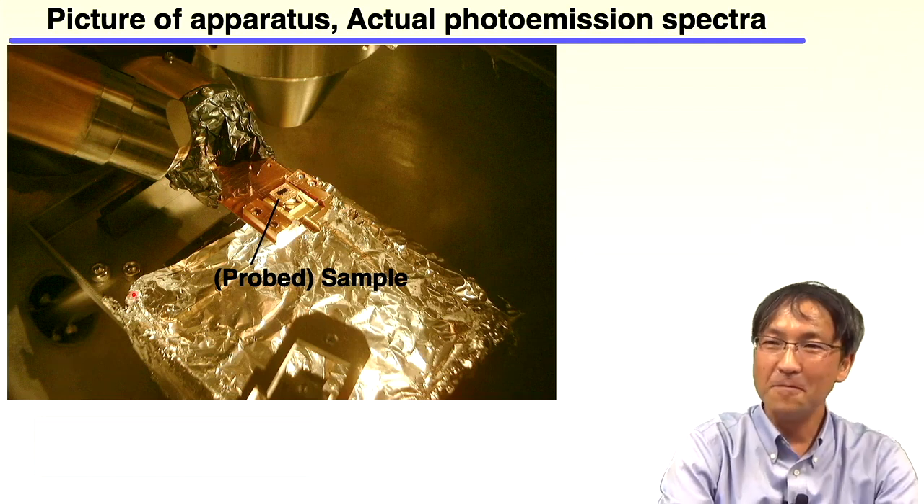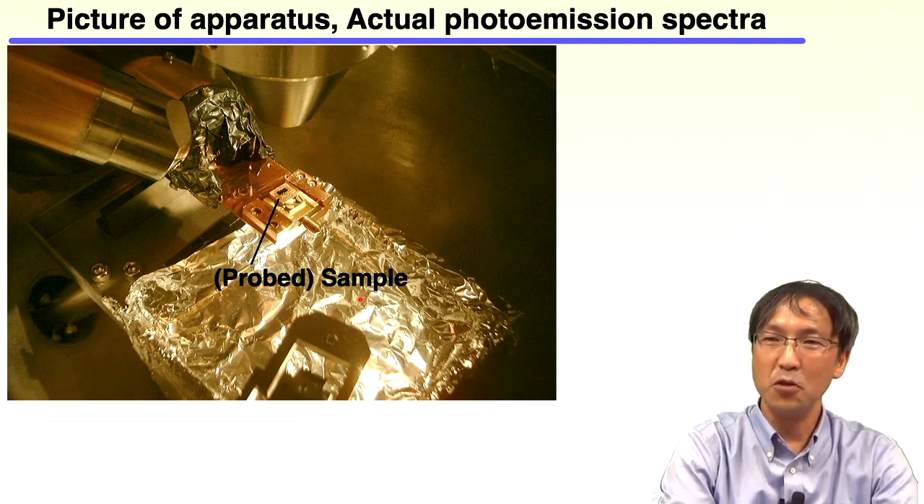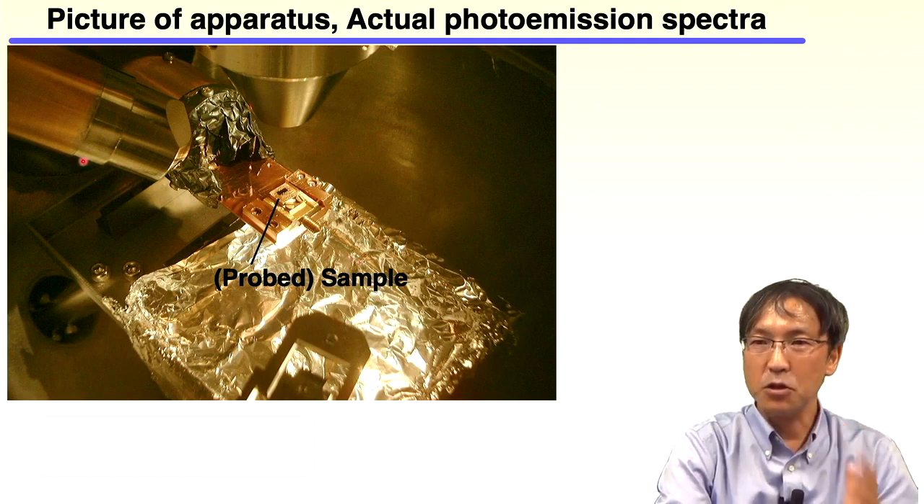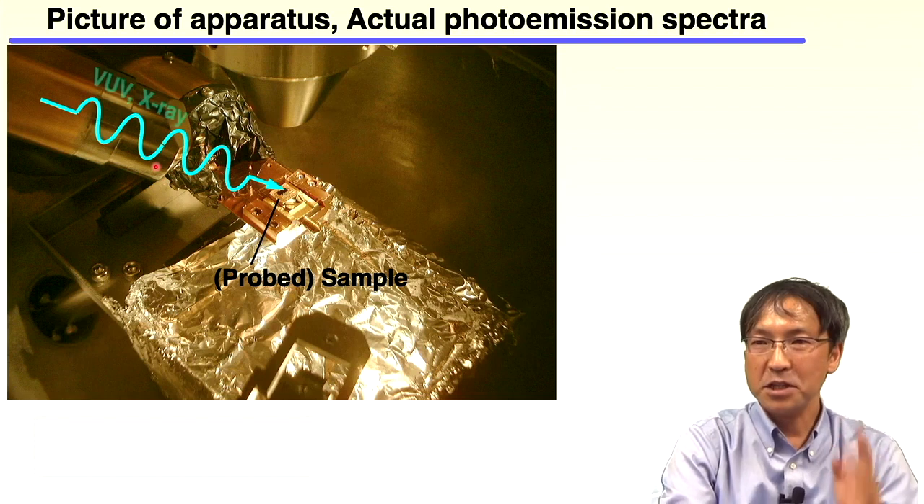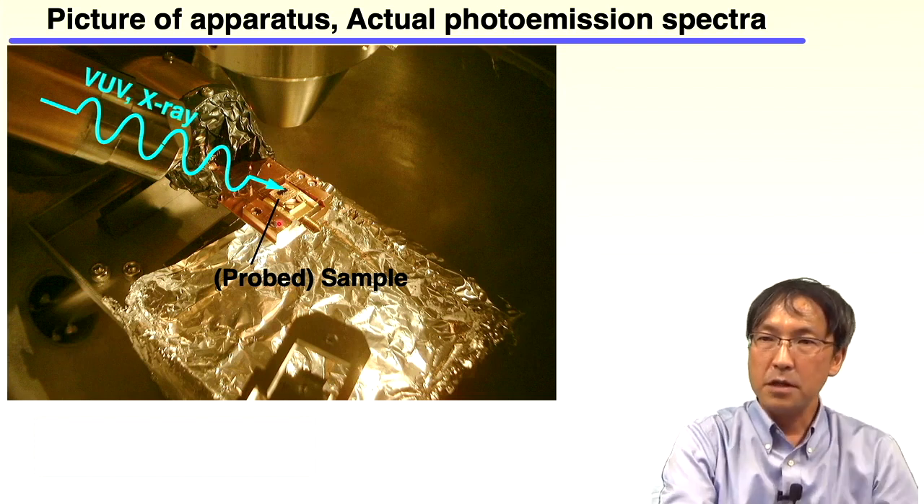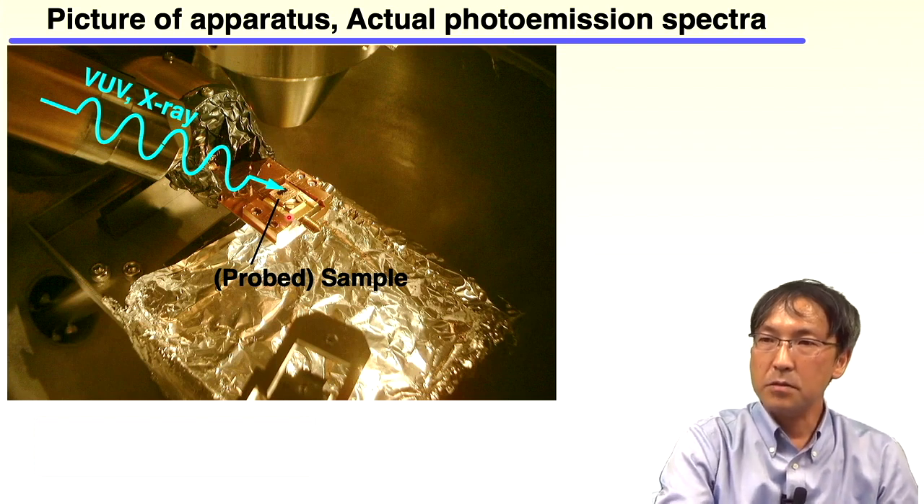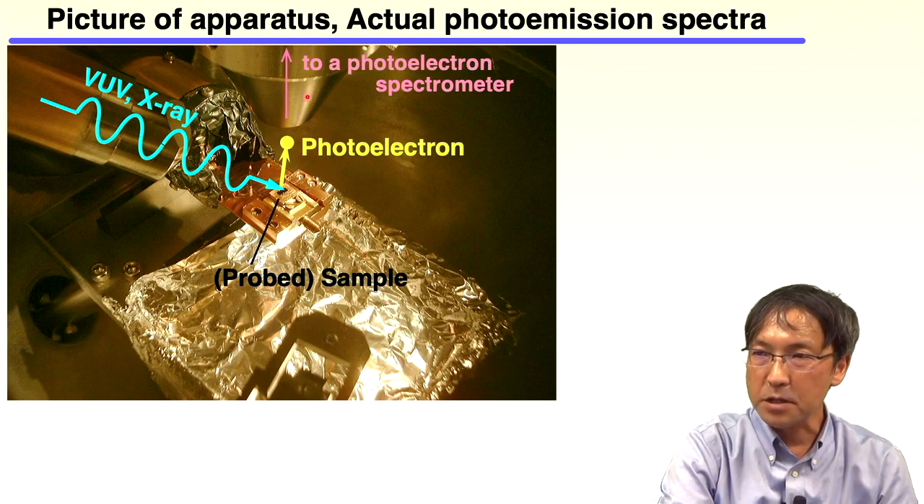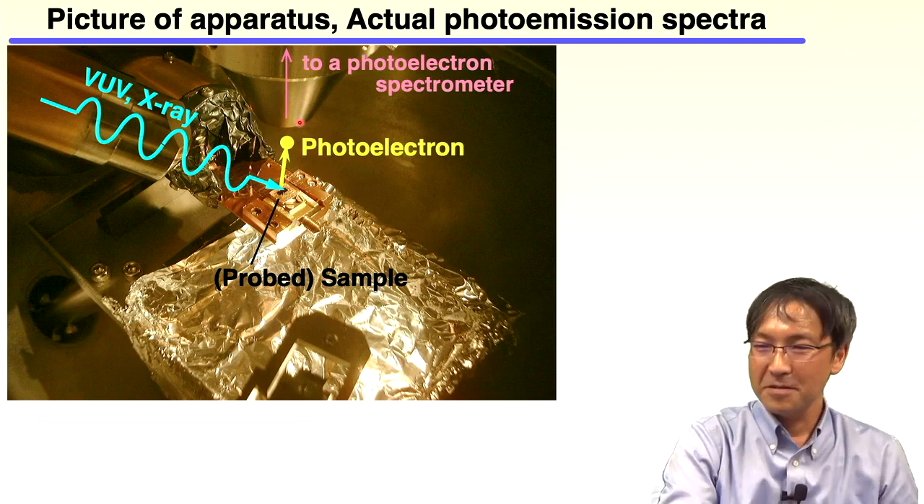This photograph shows the inside of the photoemission chamber, in this case using a laboratory X-ray source. The incident X-ray comes from here onto the sample. Then the photoelectrons are emitted from the sample and go to the photoelectron spectrometer, which is not shown here.